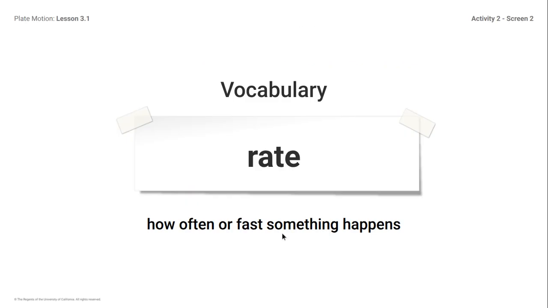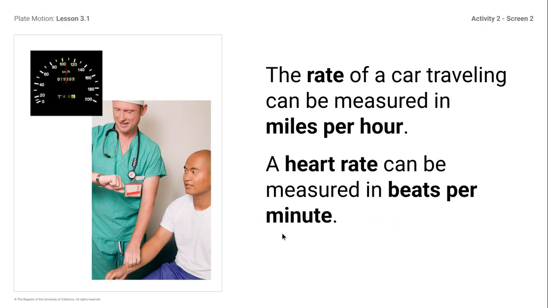We do have a vocabulary word. That vocabulary word is rate. A rate is how often or how fast something happens. So where you might be a little bit more familiar with rate is when you are driving a car when you get to 16, or if your parents are driving a car, there is a rate that is measured in miles per hour.